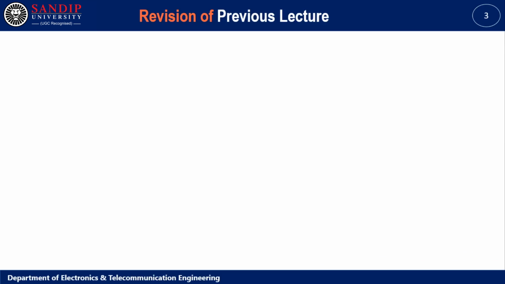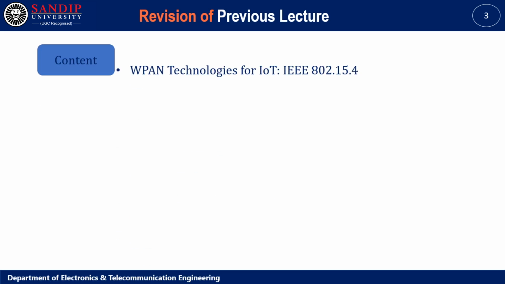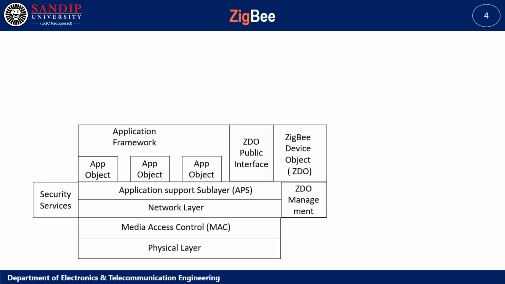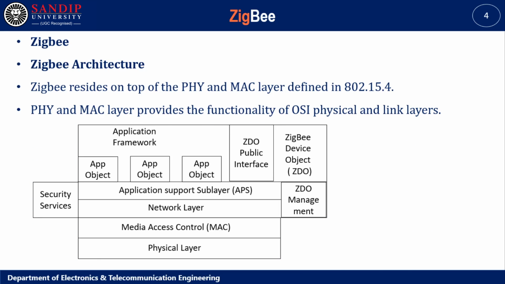Before starting with today's lecture's content, let us revise the contents of the previous lecture. In previous lecture, we have studied WPAN technology for IoT and we discussed IEEE 802.15.4. Now let us discuss the ZigBee. ZigBee architecture. ZigBee resides on top of the physical and MAC layer defined in 802.15.4. Physical and MAC layer provides the functionality of OSI physical and link layer. The figure shows the ZigBee architecture.